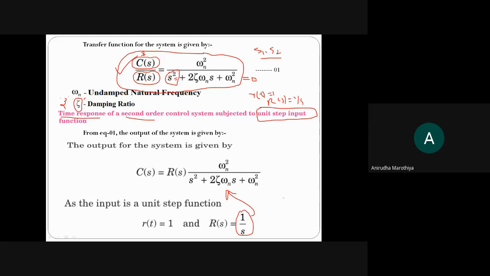Are you getting my point? Yes, sir. Okay, I want you to please write down. And don't wait for my instructions. If you know the steps, go ahead and try to find out the final c(t). That is our objective. Ultimately, you need to find out the time response, meaning you need to find out the mathematical expression of c(t).